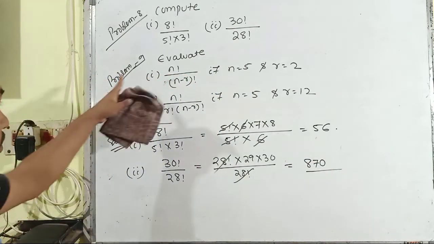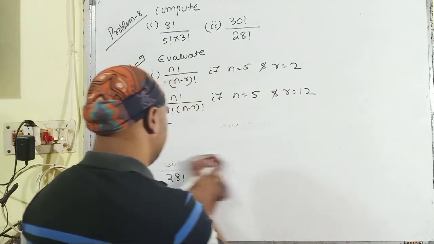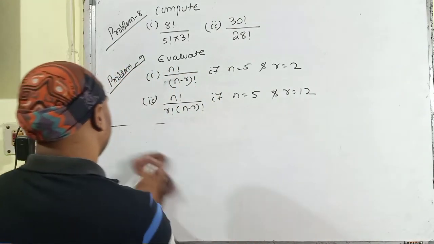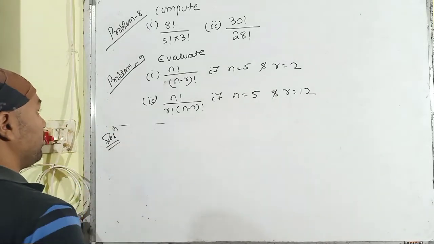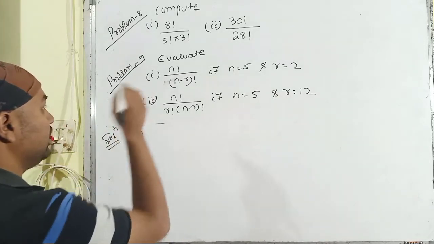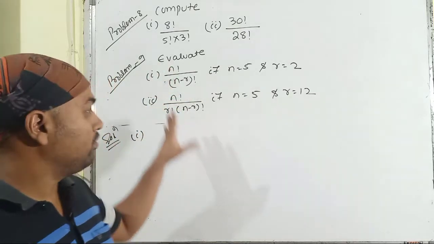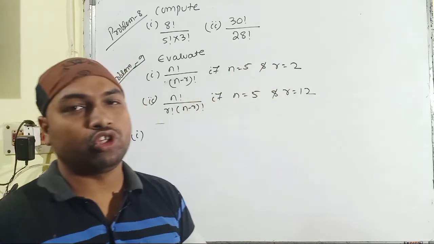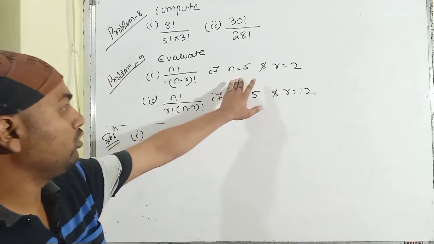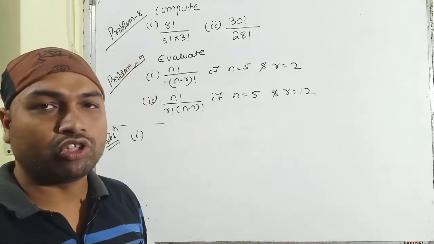Then moving towards problem number 9. So solution for problem number 9: in this problem, some expressions, or formulas, are given, and the values of n and r are also given to you. You just have to put them in place of the respective positions, and then you have to find out the value.